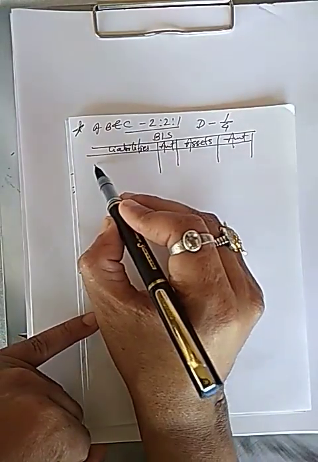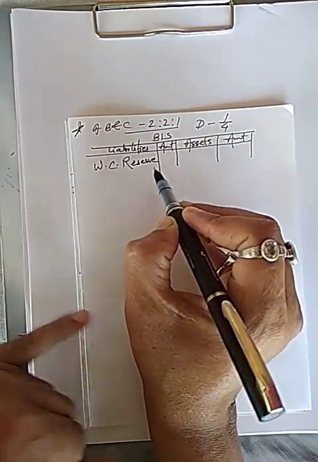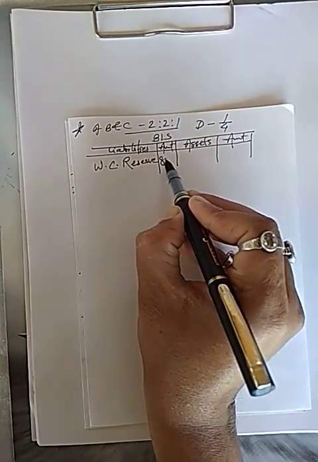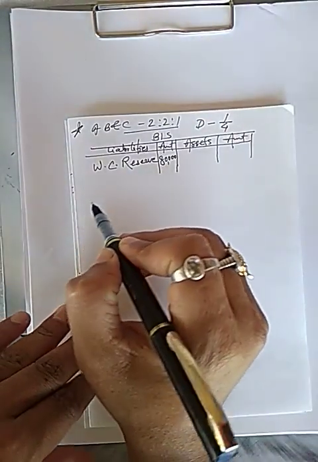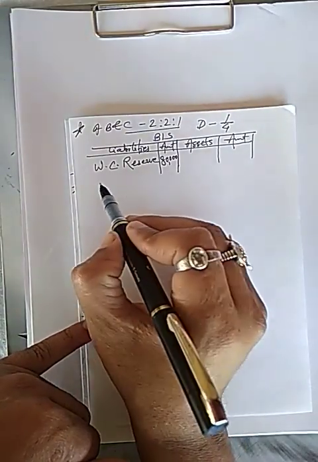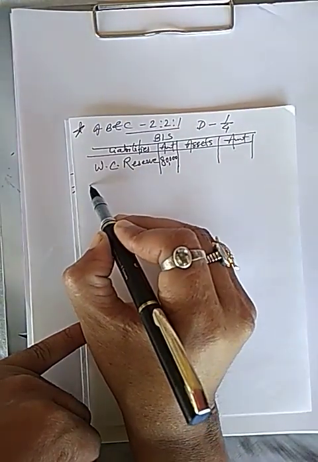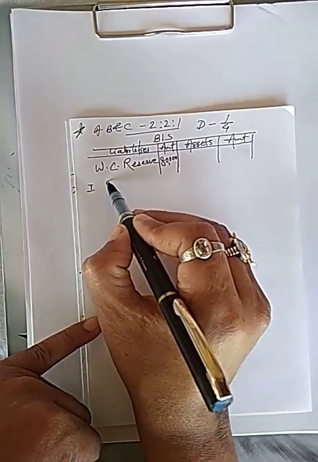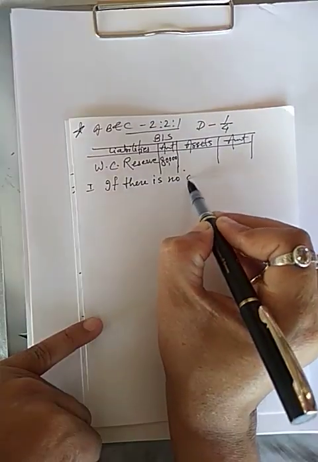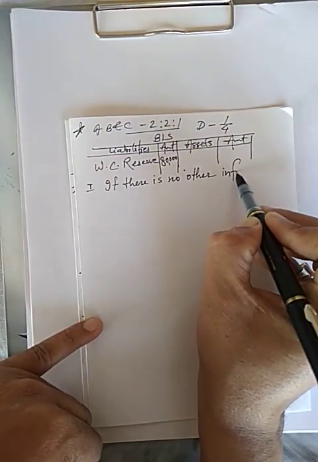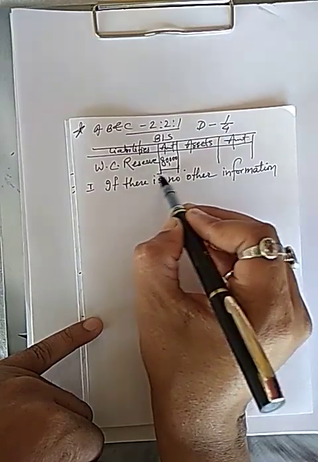The liability side shows workmen compensation reserve 80,000. And the question says, show the accounting treatment under the following alternative cases. The first case is if there is no other information about the workmen compensation reserve.